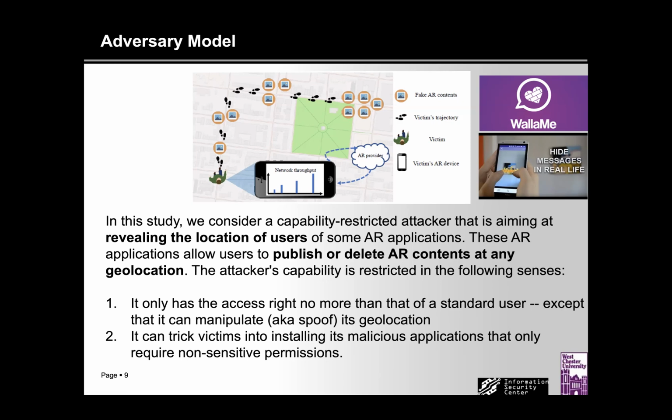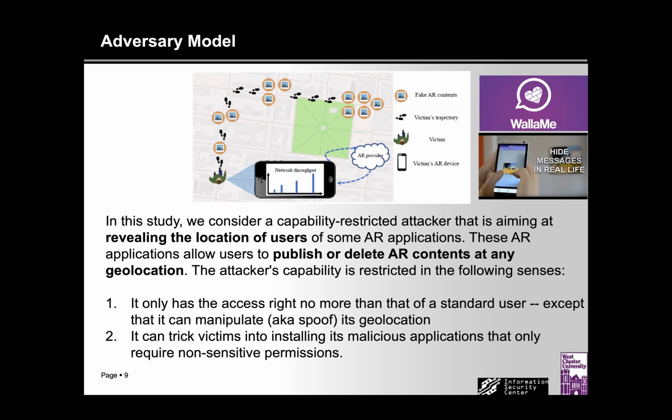This is a quite well-known issue, because even for Pokemon Go or some existing location-based AR applications, spoofing its own geolocation is still possible. So that's the first rule of the adversary model we consider.